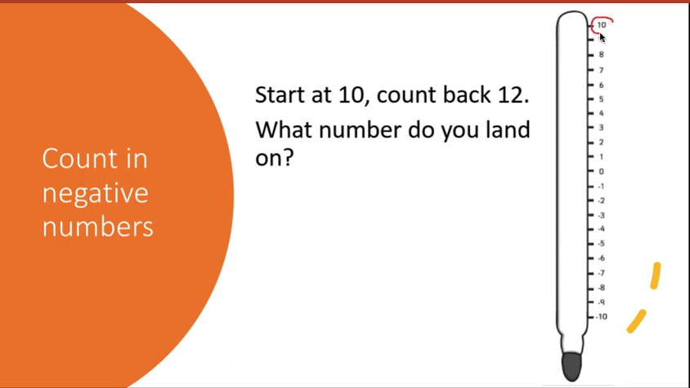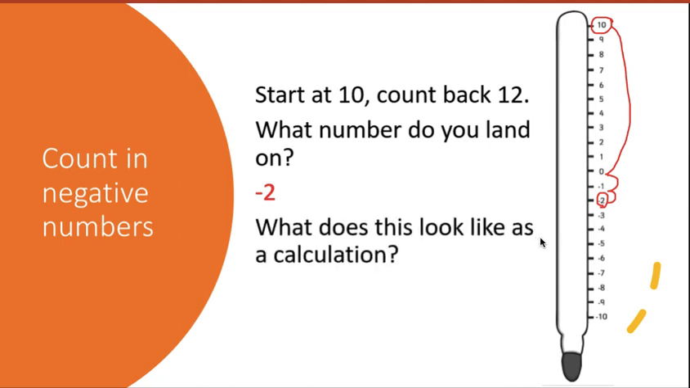We started on the number 10. We're going to count back 12. Well, I'm going to do a large jump of 10. I know that if we're on 10, take away 10, we're going to end up at 0. So I've already taken away 10, 11, 12. We've landed on -2.